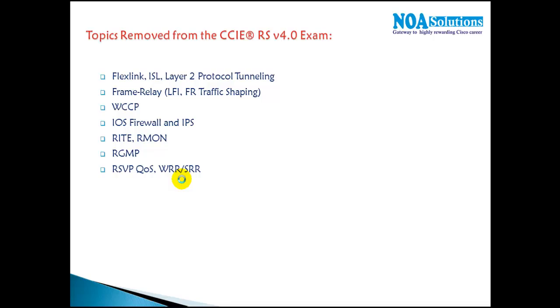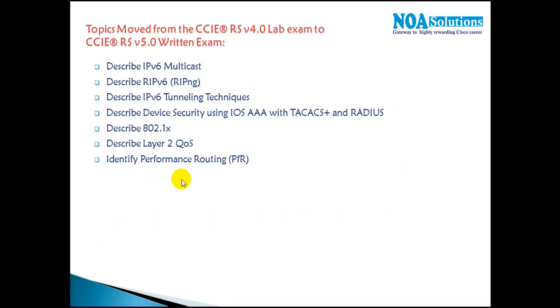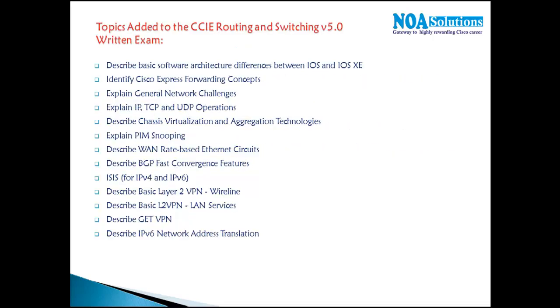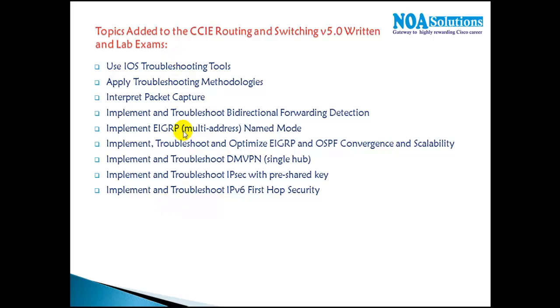Now, if I go with a list of topics, this is what you will find. I got this list of topics here, but in version 5, a few new topics have been added. The architecture differences like IOS XE and IOS. This is covered only in the written exam, like GET VPN, IS-IS, BGP convergence features, L2 VPNs, again L2 VPNs, MPLS L2 VPNs, and IPv6 network address translation. This is covered only in the written exam. And these are all the topics added in the new version of the CCIE written exam and the lab exam.